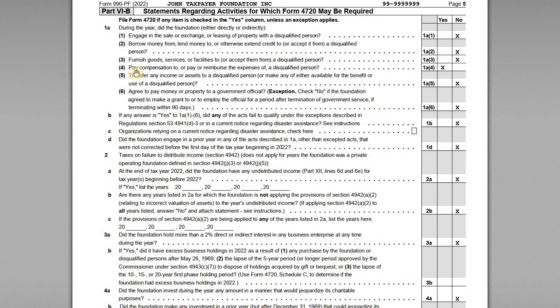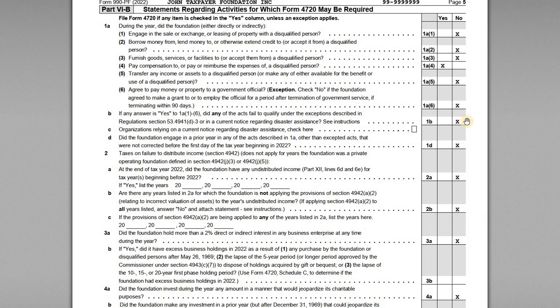So 1A4 is asking us, did we during the year pay compensation to or reimburse expenses of a disqualified person? In this case, John is certainly a disqualified person. Although he didn't take any kind of compensation from the entity, he was reimbursed for advancing those legal fees. So this is one of those scenarios where I think it's appropriate to disclose that, yes, that transaction did occur. But the other thing to remember is that most of the time, there will be an exception where it's not penalizing.